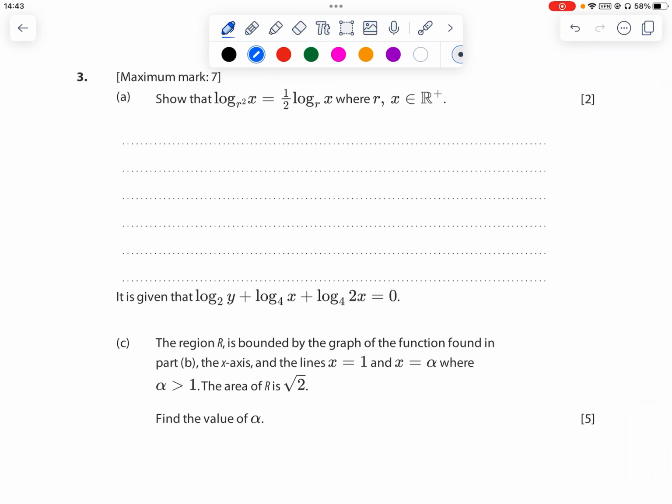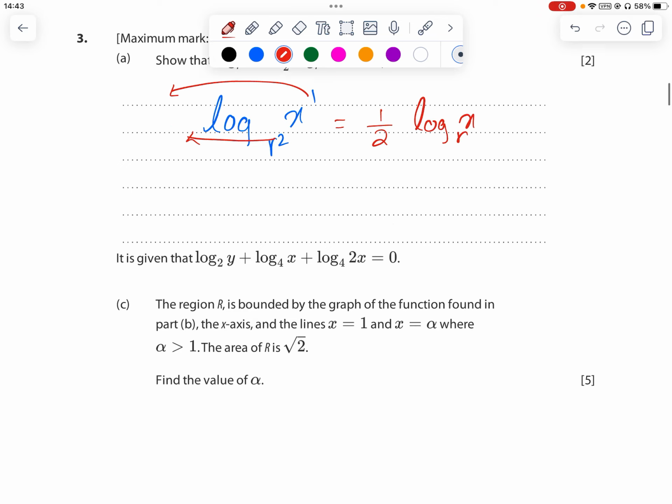Coming to question number 3. Show that this can be written in this form. So what am I going to write there? log x to the base r squared, the power of 1: this 1 comes to the numerator, 2 comes to the denominator. So it becomes 1 upon 2 log x to the base r, which is what we were asked to prove.